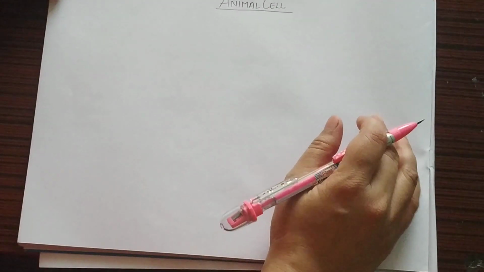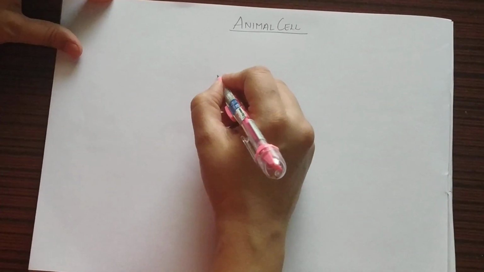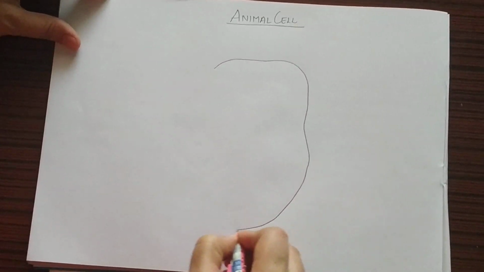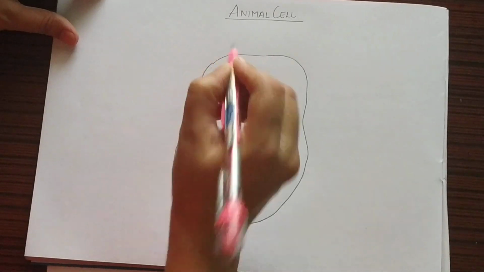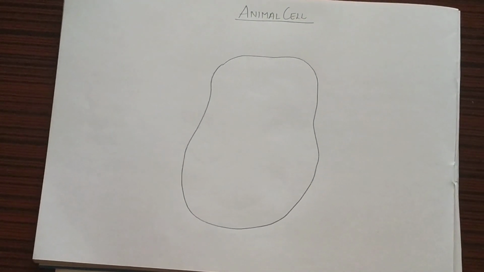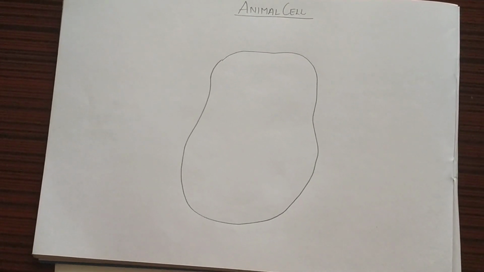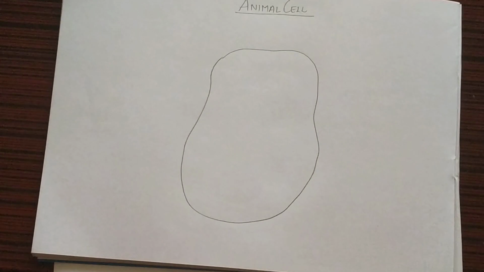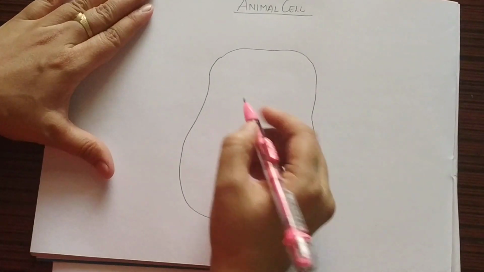To start with, you have to draw an oval shaped irregular. It should be nearly oval. The shape should not be regular because the animal cells do not have the regular shape. Okay. Now we will draw the nucleus.